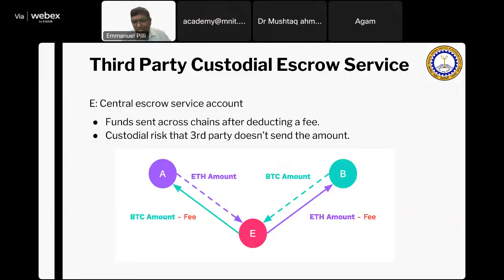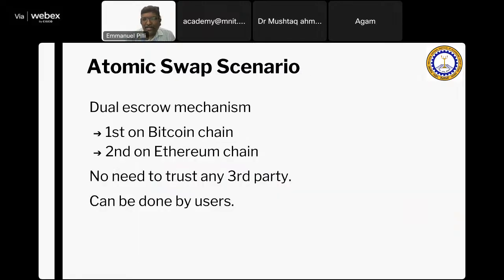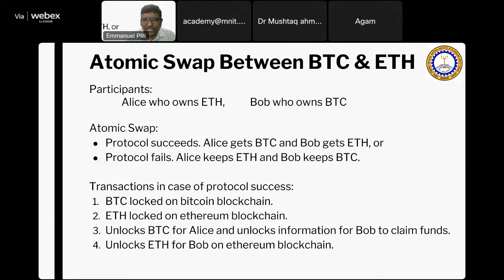So the other aspect is an atomic swap that we look at, right? In the atomic swap, there is a dual escrow mechanism. First is on the Bitcoin chain, second is on the Ethereum chain. So there is no need to have an escrow service. They can be done by the users themselves. So what you do, Alice owns Ether, Bob owns Bitcoin. Now, if the atomic swap protocol succeeds, Alice gets Bitcoins, Bob gets Ethereum. If the protocol fails, Alice keeps the Ethereum, Bob keeps the Bitcoin.